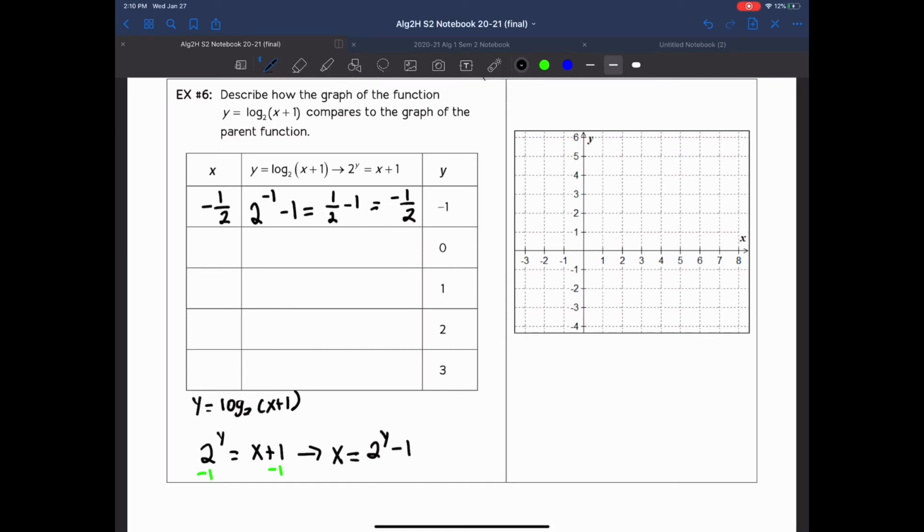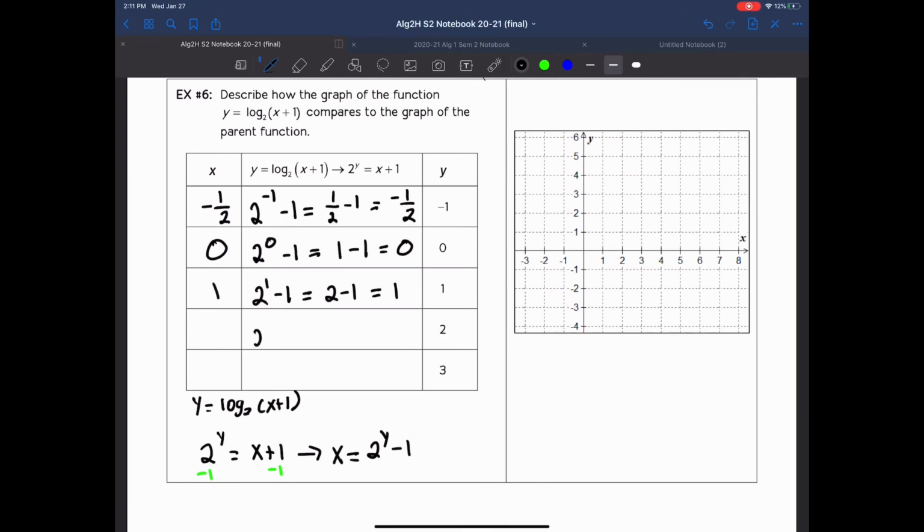Now let's plug in 0. I have 2 to the 0 minus 1. Anything to the 0 is just 1, so I have 1 minus 1, and that gives me 0. So x is 0, y is 0. Next one, I'm going to plug in 1. I have 2 to the power of 1 minus 1. That gives me 2 minus 1, which is just 1. So my x value is 1.